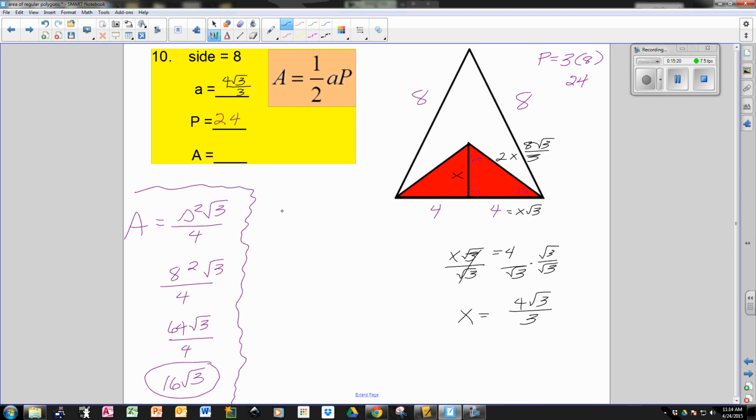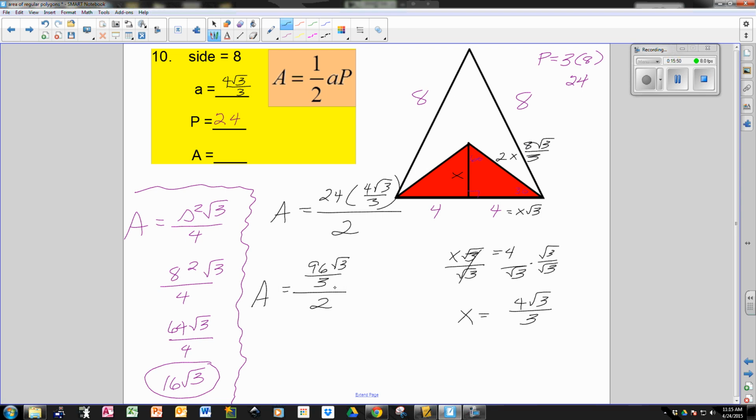So now the area. Let's use our new formula. Perimeter, 24, times apothem, 4 square root of 3 over 3, and then I have to divide all of that by 2, which is really messy. So let's look at it. What's 24 times 4? So this is 96 square root of 3 over 3 divided by 2.